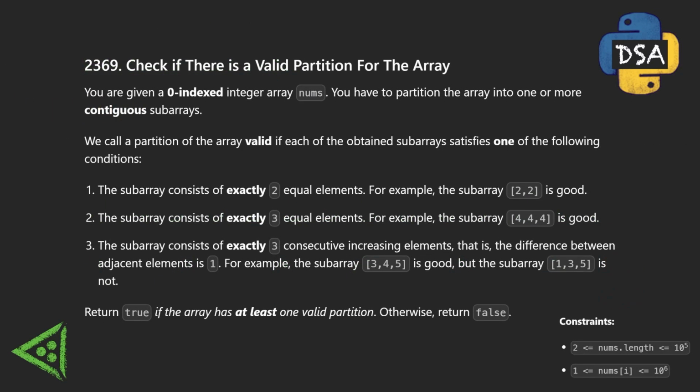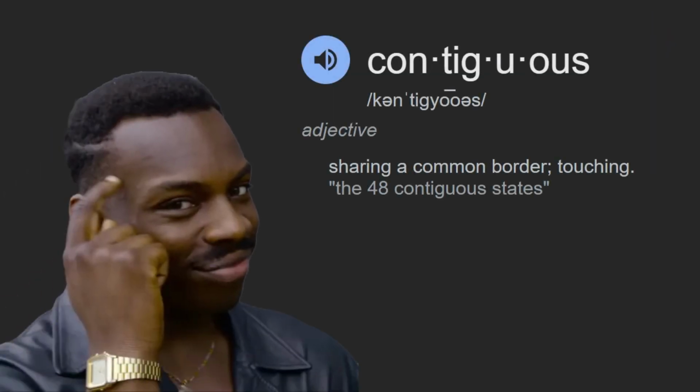Given an array, we are going to partition it into contiguous subarrays. Contiguous means next to each other, touching. In the context of subarrays, this means we need to use all values. We can't skip or drop items from the array to keep only the valid subarrays. Every item must be part of the solution.